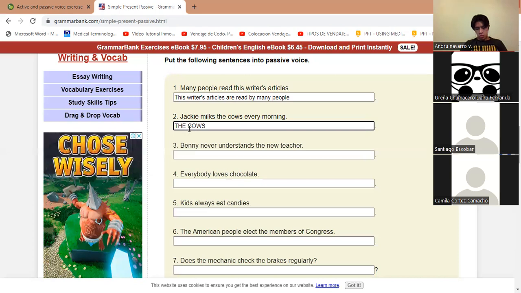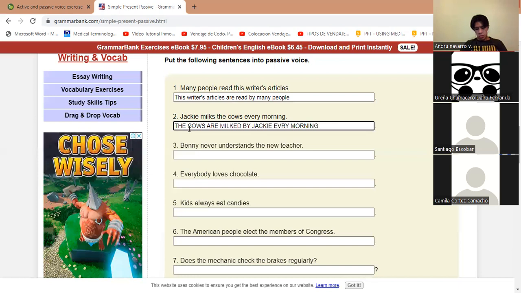See, the cows. Nos van a poner mal en todas porque estoy utilizando capital letters. The cows are milked, right? El verbo en el pasado participio, milked. Este es un regular verb, so solo añadimos ed. The cows are milked. ¿Qué me dijiste? By Jackie every morning? Or every morning by Jackie? It doesn't matter, right? By Jackie every morning. O podemos decir every morning by Jackie, I think, too, no problem.